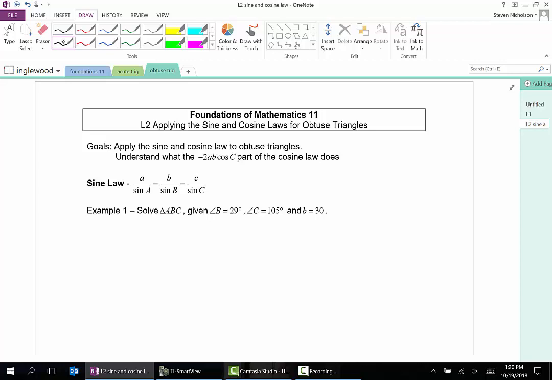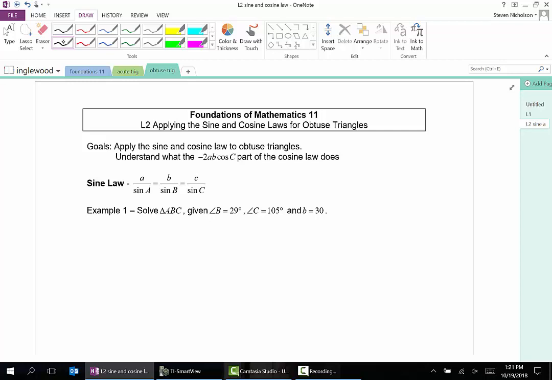Today we're going to look at applying the sine and cosine law for obtuse triangles. Our goals then would be to simply apply the sine and cosine laws as we learned with acute triangles, but today we also want to understand what the negative 2ab cos C part of the cosine law does.